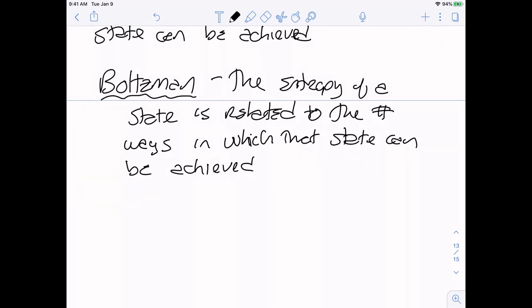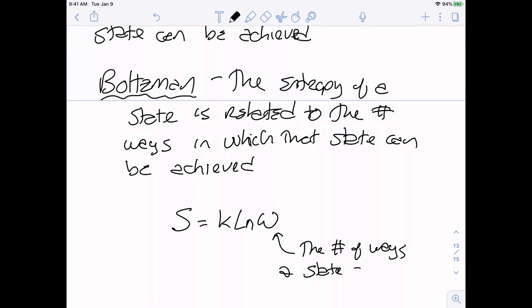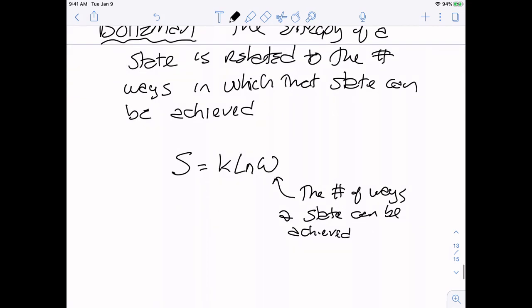So his equation, S for entropy, notice it's just entropy, not entropy change, is equal to k, which is our Boltzmann constant, I'll write that down in a minute, multiplied by the natural log of omega, sometimes W. It should be omega, but I have seen it just as W before. Essentially, this is the number of ways that we can achieve that state. k I said was the Boltzmann constant, and ln, of course, is the natural log.